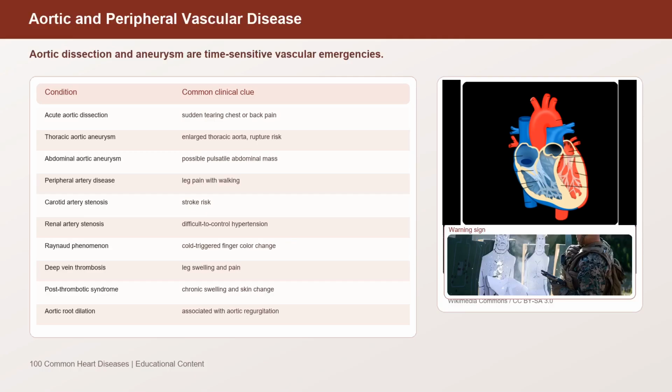Eighth, aortic and peripheral vascular disease. Aortic dissection is a time-sensitive emergency. Sudden tearing chest or back pain, blood pressure difference between arms, pulse deficit, and CT findings require immediate attention.